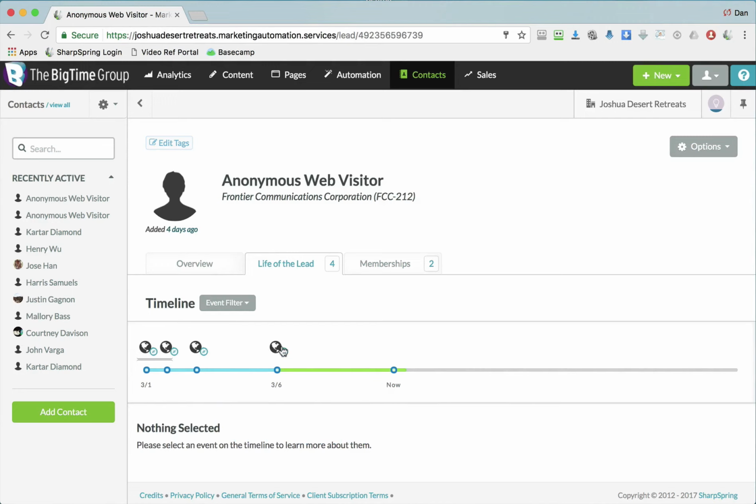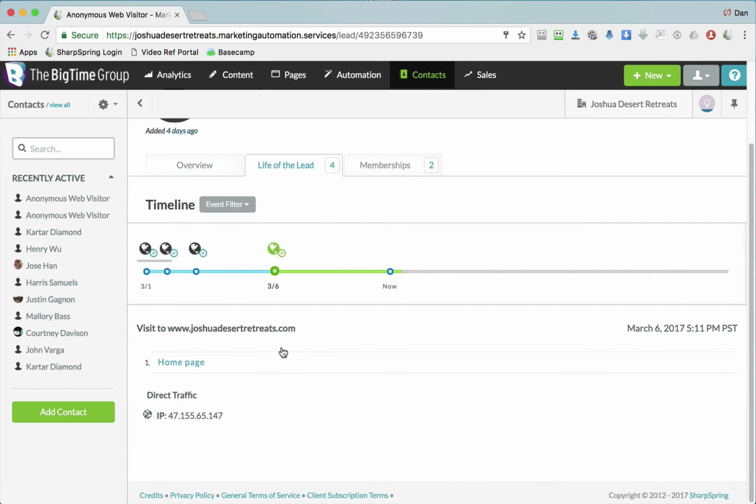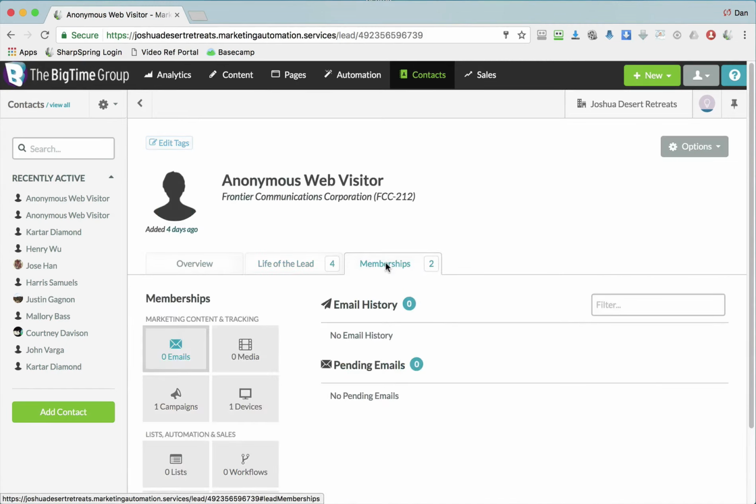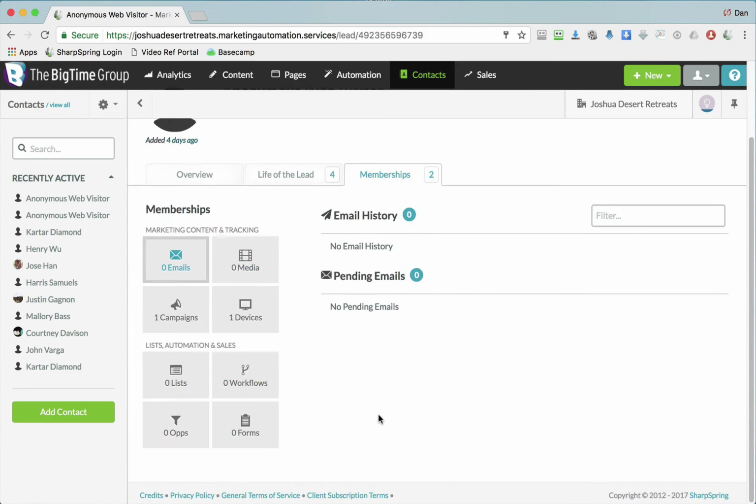Now, if he fills out that form and gives us his name, there's also going to be a little dot here with an image of a form. Then we start sending him emails, and he looks at the email. He goes to a landing page. He looks at a piece of media. All those things are going to be dots on this line. We're going to see every way he's interacted with us, be able to click on those and learn about what he did. So if there's an email, we click on the email and we see the exact email that we sent him. Over here at memberships, well, we haven't sent out any emails. He hasn't looked at any media. We don't have any workflows going.